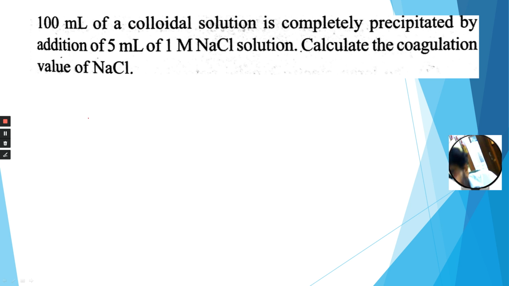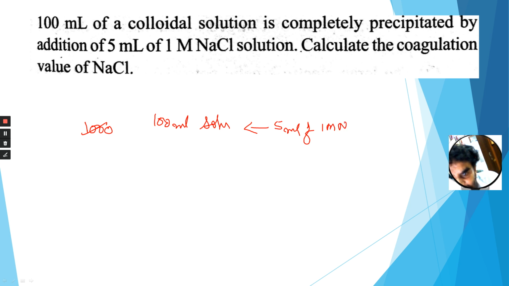Here he has not taken 1 liter, that is 1000 ml. Sorry, 100 ml is taken. For 100 ml of the colloidal solution, how much is required? 5 ml of 1 molar NaCl is required. That is how many millimoles? 5 millimoles of NaCl is required. Volume in ml times molarity gives the millimoles. 5 millimoles of sodium chloride is required.